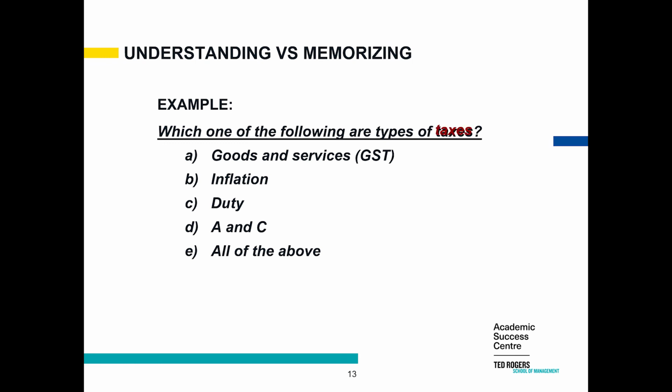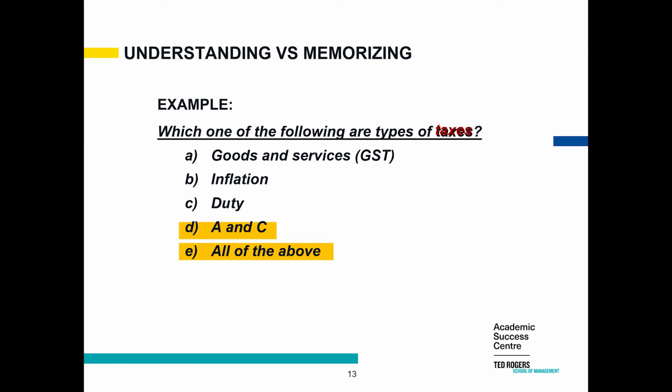Because they're asking for types of taxes, we can deduce that the answer must be plural. Reviewing our 5 options, we can see that there are only 2 answers that involve more than one choice, options D and E. If we go for option E, all of the above, we have to give the true-false test to each option to eliminate the wrong answers.